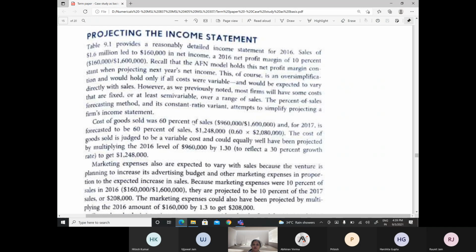This, of course, is an oversimplification and would hold only if all costs were variable and would be expected to vary directly with sales. However, as we have already noted, most firms will have some costs that are fixed or at least semi-variable over a range of sales. The percentage of sales forecasting method and its constant ratio variant attempt to simplify projecting a firm's income statement. Everyone knows that cost structures will not remain constant over time.